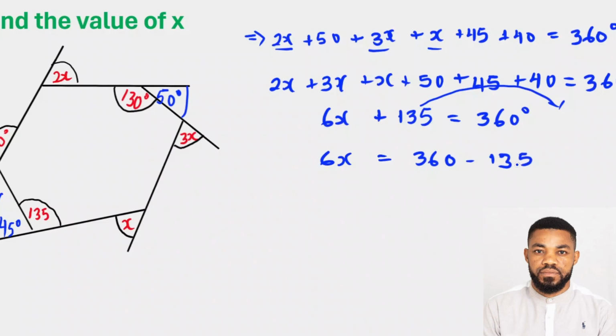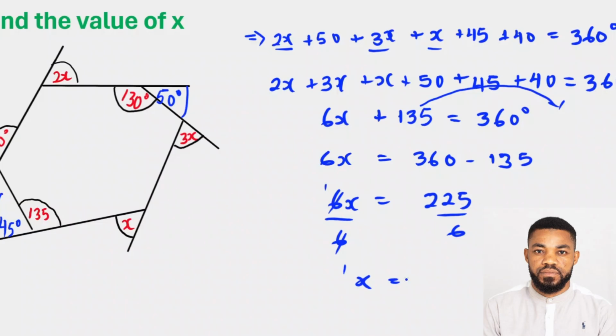Now when we subtract, we have 6x equal to 225 degrees. So at this point, we just divide here by 6, here too by 6. So 6 will do away with this one, but unfortunately, 6 cannot go into this, so you just have to divide.